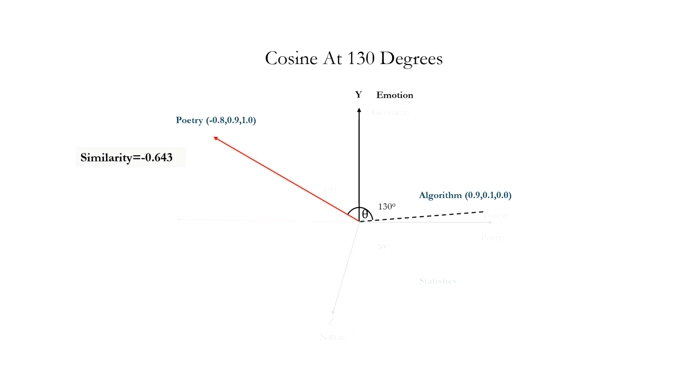Now, if we had another two words like poetry and algorithm, right? These are also not very similar. We have a similarity metric of negative 0.643, and we can see the two vectors are different, right? So negative 0.8, 0.91 for poetry, and 0.9, 0.1, and 0 for algorithm.